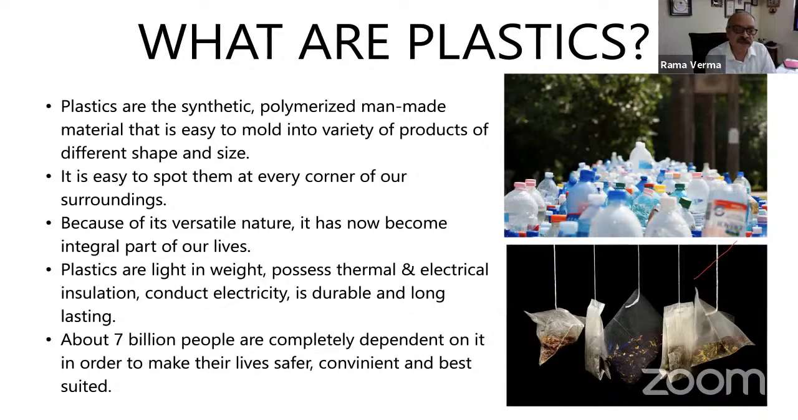Now, the second thing is that it is easy to spot them in every corner of our surroundings. As you know, when you just walk on the street, you'll find plastic material around you. Most people eat from some plastic container and throw it away when they're traveling. If you go by train, you can see on both sides of the train track tons of plastic garbage, either food material or the plastic material they use for drinking and other purposes.